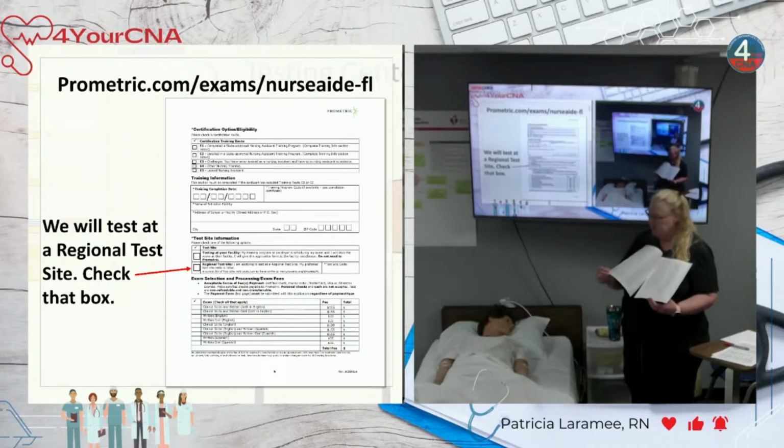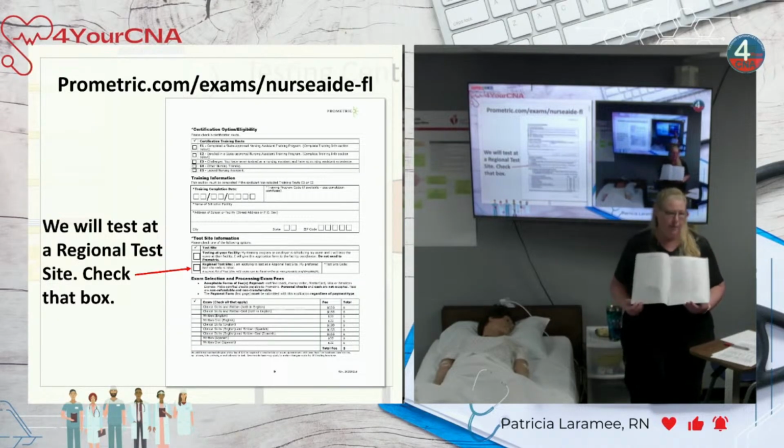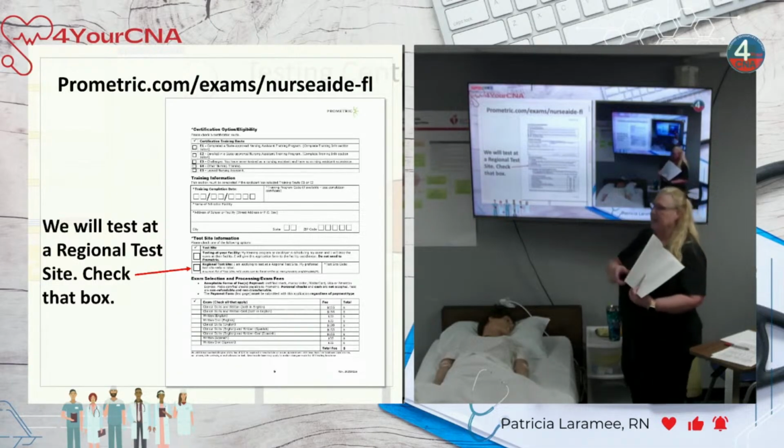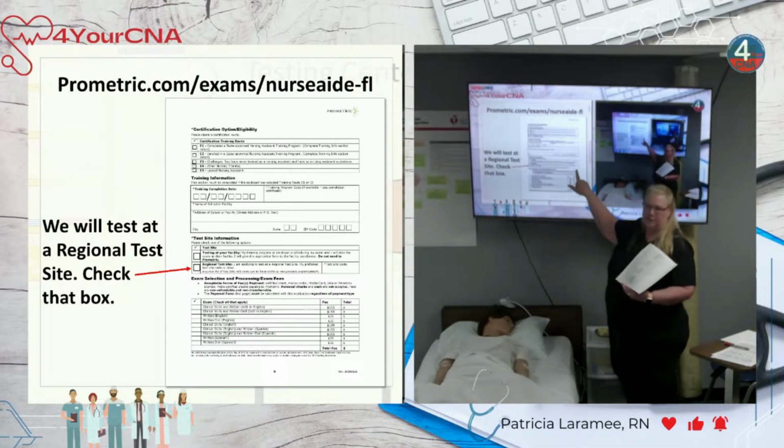So our closest one for us is at the bottom of the first page, where it says CNA TAMAIR. Yep, it's Tampa, near the airport. It's on Waters Avenue. It's called Gillis. That is our closest testing center. So we would put that code, CNA TAMAIR, in this box if we're going to mail in our paper application.